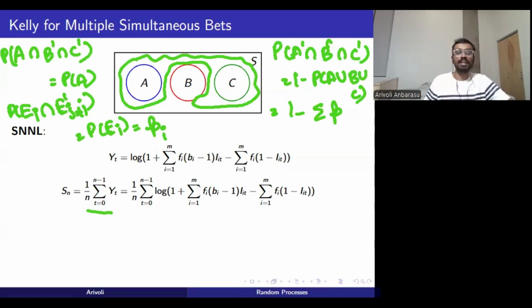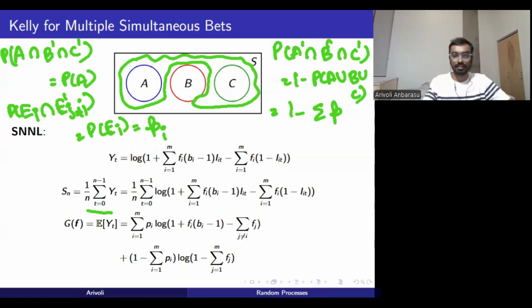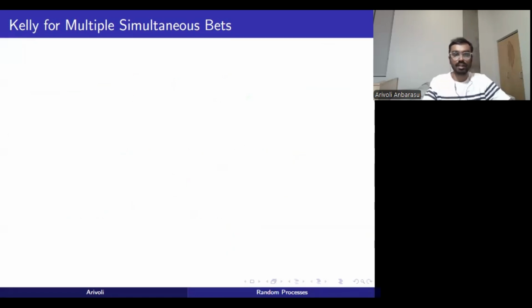So using the probability that we have found and the yt in those cases, we can get the following expectation. This is from the case 1 where the probability of each event happening is Pi and we are summing over m mutually exclusive events. And the probability of losing all the bets is this one, and the value corresponding to the event is log of 1 minus sum of all fractions. So we got the expected growth rate g of f.